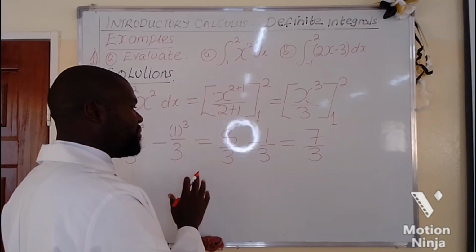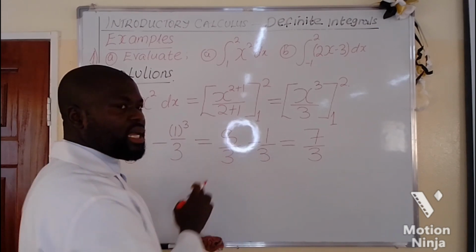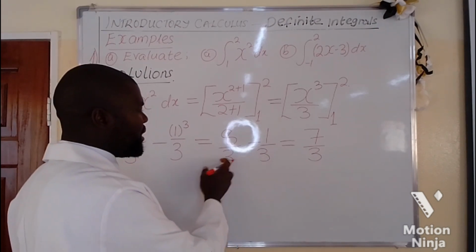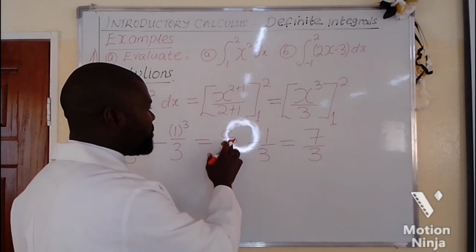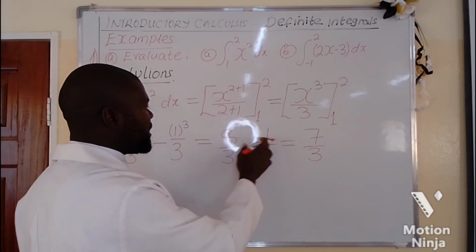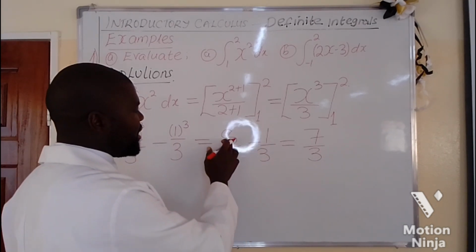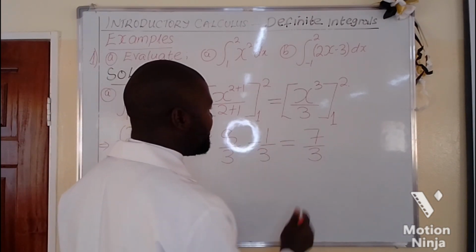We have done this because the denominator is the same. So when the denominator is the same, we just work with the numerator, we just subtract the numerators as we have been given. 8 minus 1 is 7.